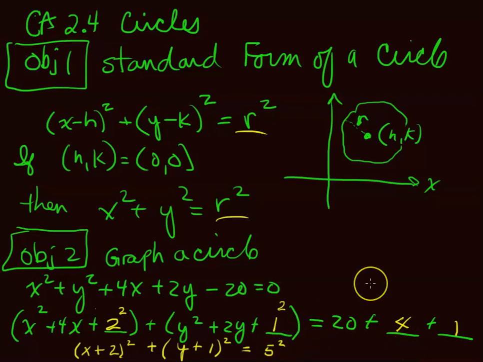So, if we go over to, let me see if I can do this. Oh my goodness. We're in the wrong place. Let me go to a new screen. It's x plus 2 and y plus 1 and 5. New screen. So, x plus 2 squared, y plus 1 squared equals 5 squared.